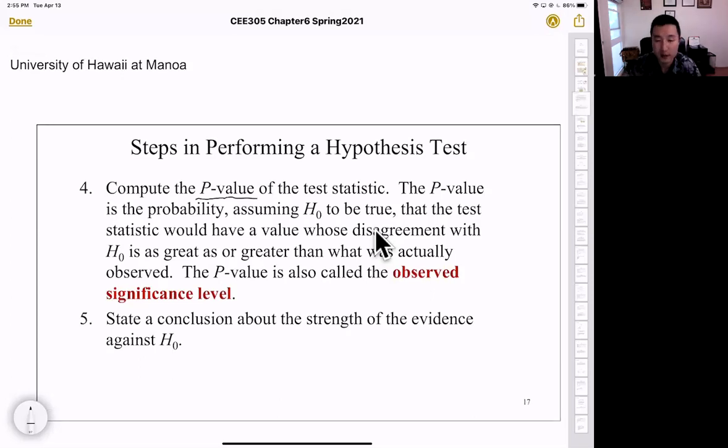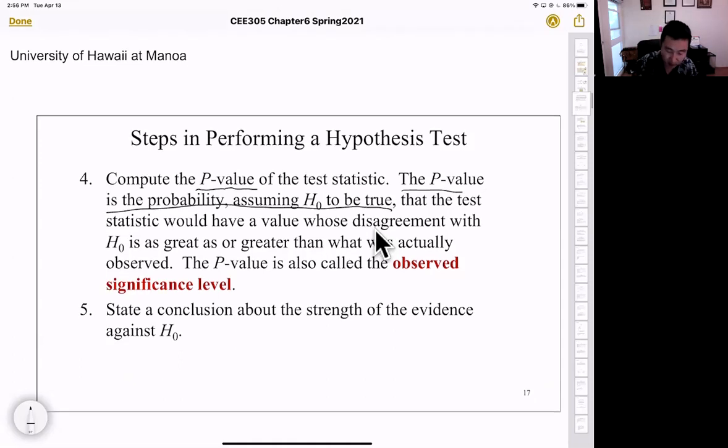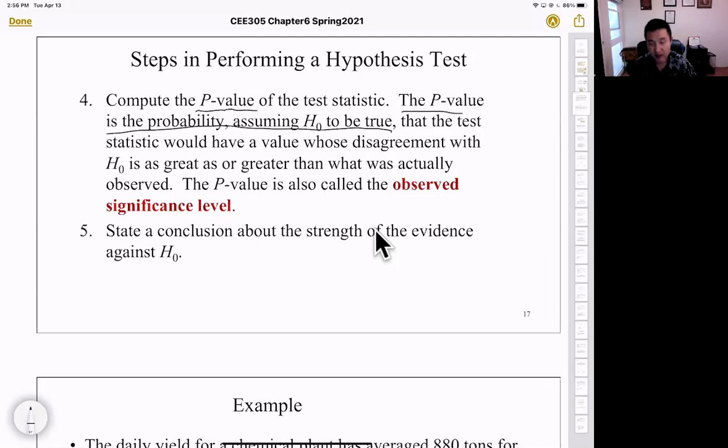Again, the p-value is the probability assuming H0 is true. The p-value is also called the observed significance level. Then we compare the p-value with the significance level alpha. If it is less than alpha, then we can draw a conclusion. We either reject H0 or we do not reject H0.